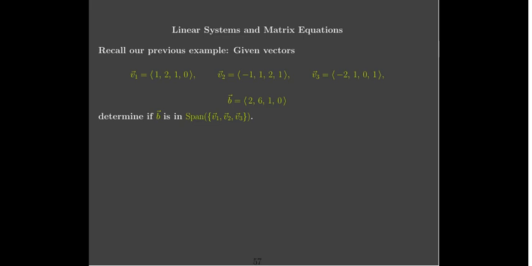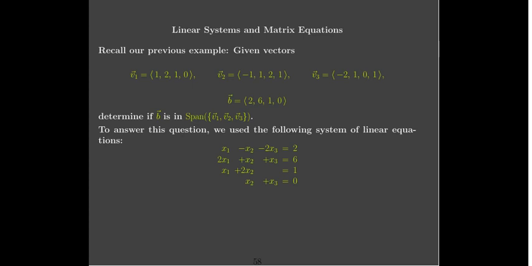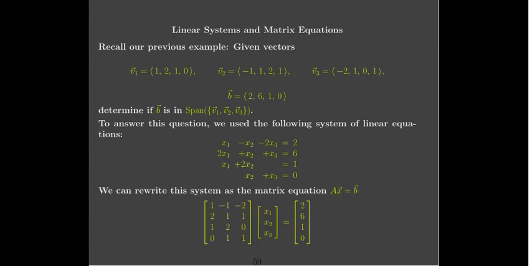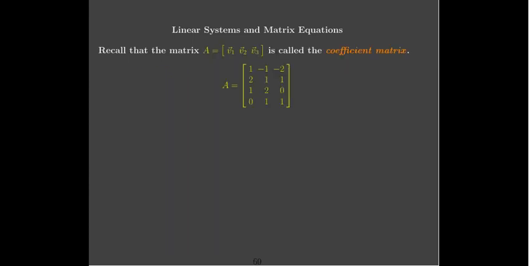All right, so we had a previous example where we were trying to determine if a vector B belonged to the span of these three vectors v1, v2, and v3. We answered this problem by using a system of equations. And we could write that as a matrix vector equation. So you would have the coefficient matrix A times the vector of unknowns, this is our vector x, equals the right-hand side B. So again, that's our coefficient matrix.